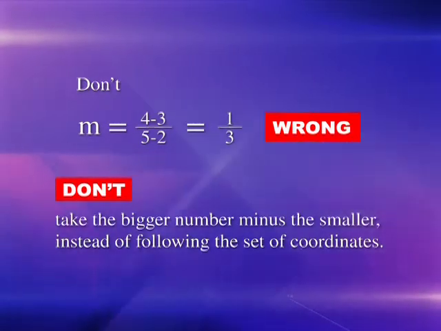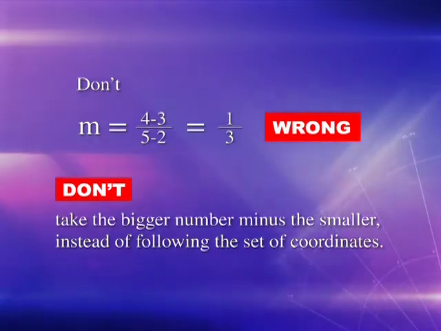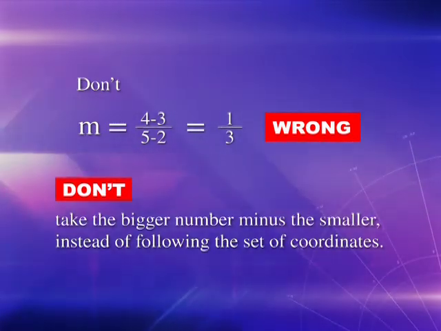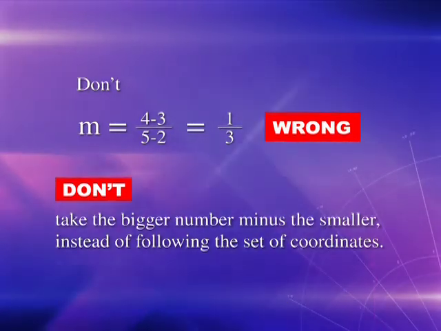Here's what you don't do. M equals 4 minus 3 over 5 minus 2 equals 1 over 3. This is wrong. Don't take the bigger number and minus the smaller number, instead of following the set of coordinates.